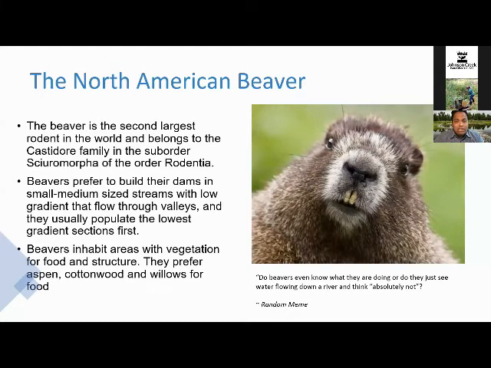The species is North American beaver, and the beaver is the 2nd largest rodent in the world, and it belongs to the Castoridae family, within the order of Rodentia. Beavers prefer to build their dams usually in small or medium-sized streams with low gradient that flow through the valleys. So this is what we already know. And beavers also inhabit areas with vegetation, especially canopy for food and structure. They prefer aspen or cottonwood and willows for food.